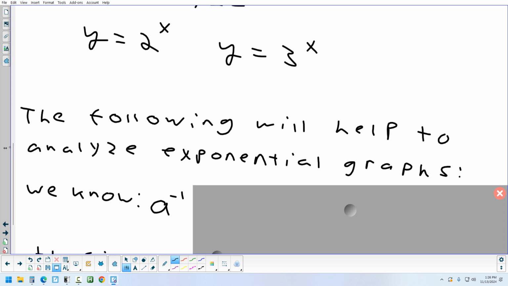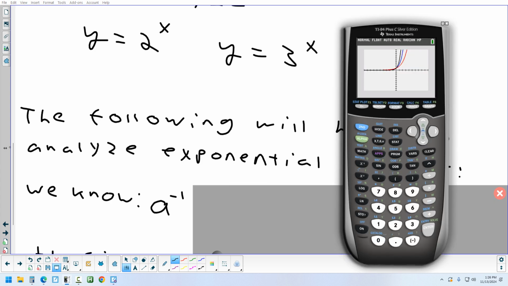A times -1. No, the negative doesn't have anything to do with making a number positive or negative. I'll tell you that. What does a negative in an exponent do?